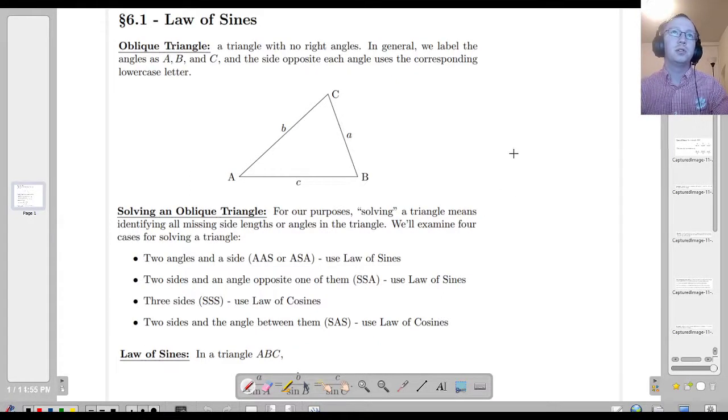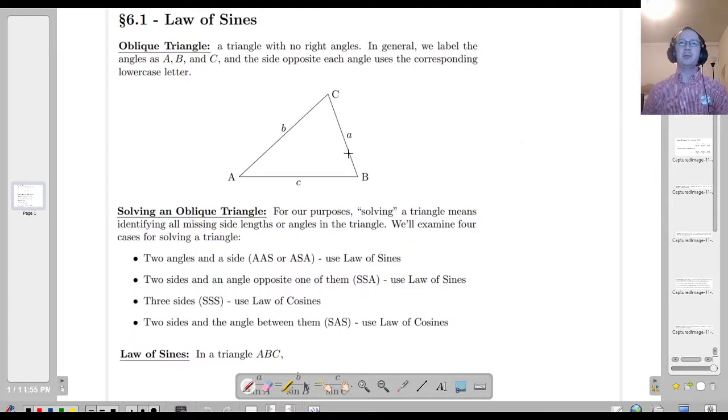So far in this course, every time we've talked about a triangle, we've been dealing with right triangles. So starting in this unit, we're going to break that trend and start dealing with what are called oblique triangles, which is just a fancy word for saying there are no right angles in the triangle.